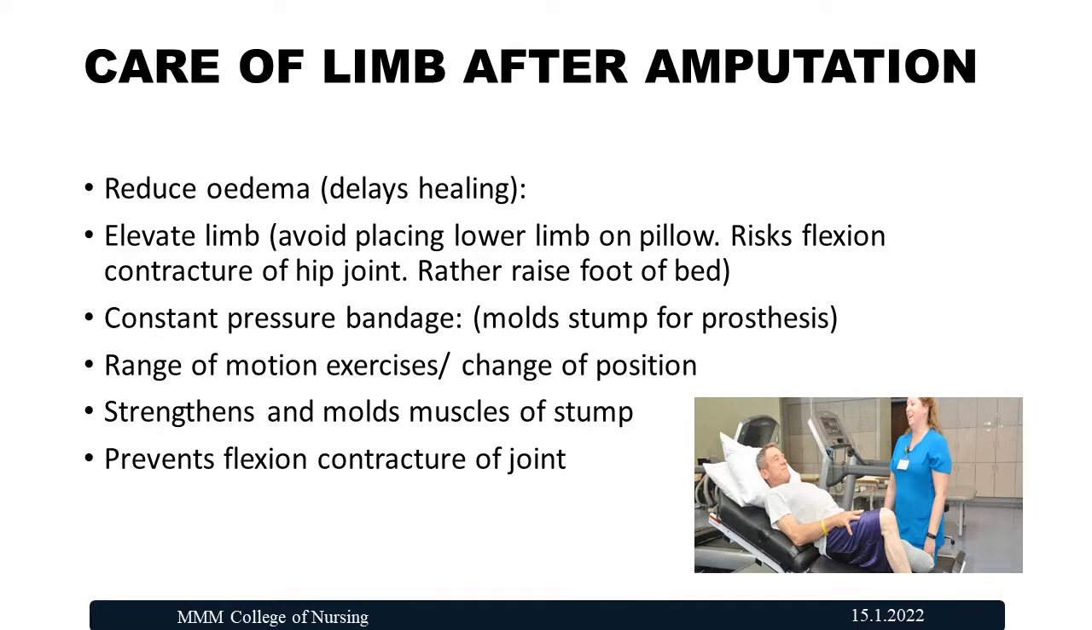What is the care of the limb after amputation? We have to look for edema, and observe whether there is delayed wound healing. Elevate the limb, and avoid placing the lower limb on a pillow. If there is a risk of flexion contracture of the hip joint, rather raise the foot of the bed. A constant pressure bandage will mold the stump for the prosthesis. Range of motion exercises and change of position are very helpful for blood circulation. Strengthening exercises are to be done, and mold the muscles of the stump. Prevent flexion contracture of the joint.